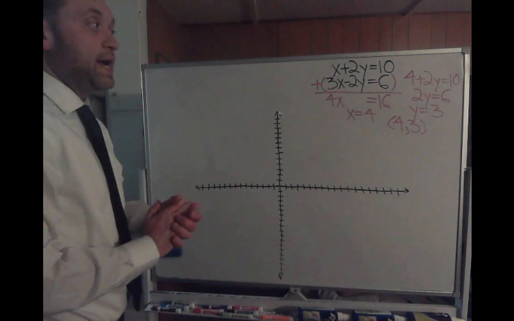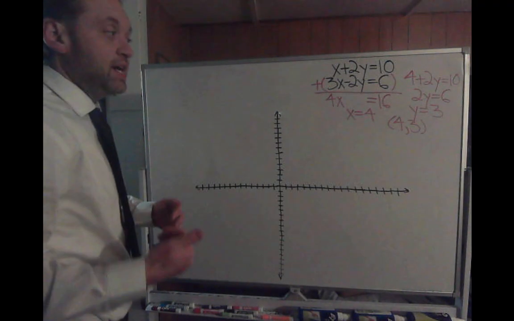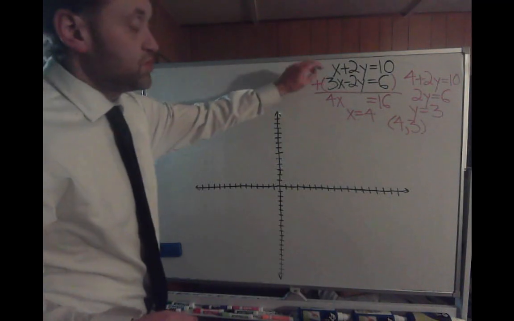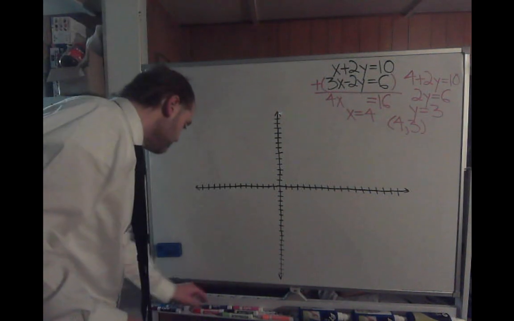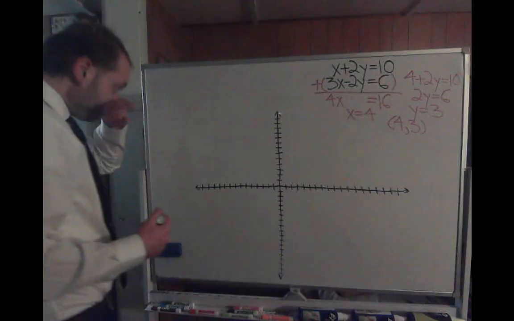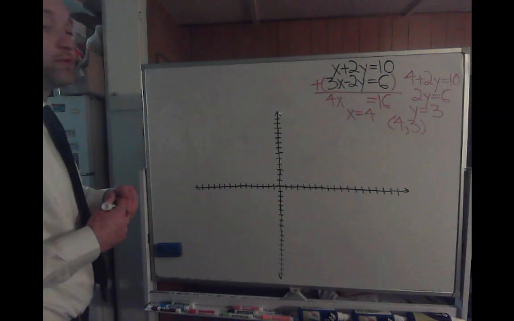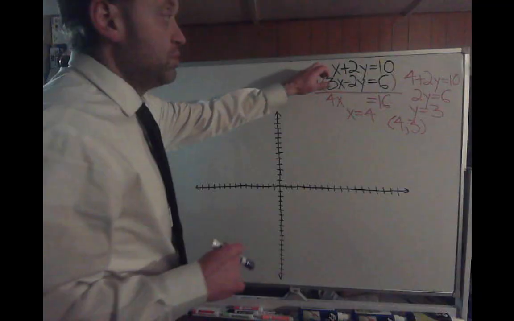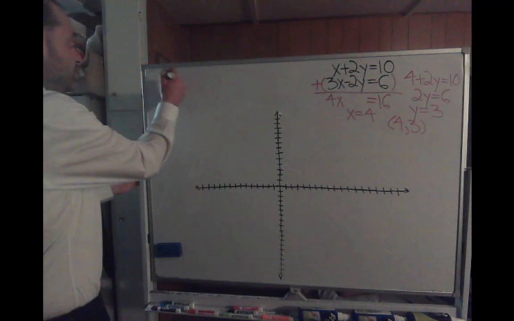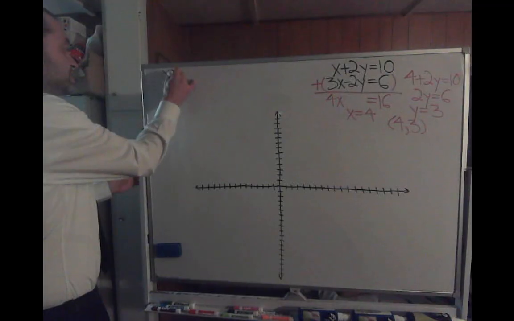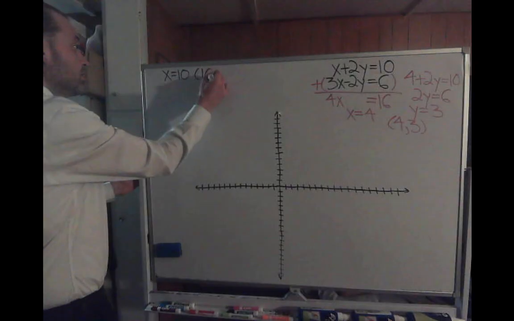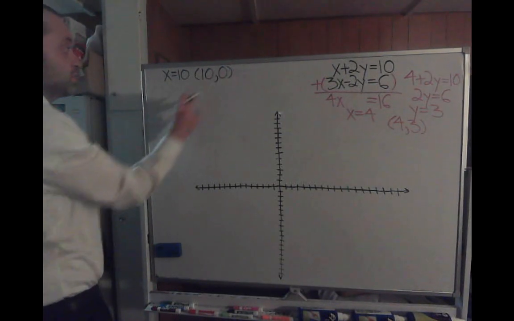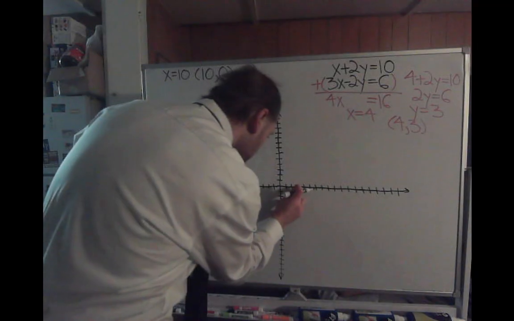Now let's go ahead and graph these lines also. I'll use the purple marker to denote the line x plus 2y equals 10. So if I want to solve for the x-intercept of x plus 2y equals 10, set y equal to 0, you'll get x equals 10 for your x-intercept at the point 10, 0. So let's go ahead and plot 10, 0.